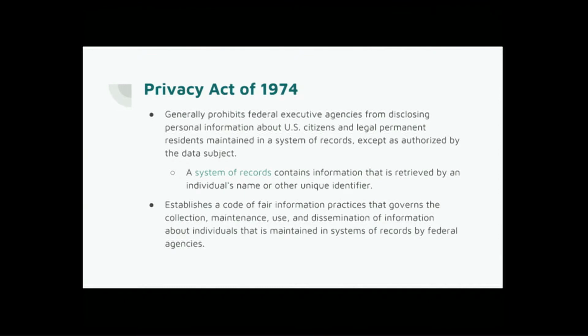Another standard is found in the Privacy Act of 1974, which generally prohibits federal executive agencies from disclosing personal information about U.S. citizens and legal permanent residents maintained in a system of records, except as authorized by the data subject. And here, it protects specifically a system of records which contains information that is retrieved by an individual's name or other unique identifier. That's something unique to this law, that it only protects information held in a system of records where you can call up the record using the individual's name or other unique identifier.